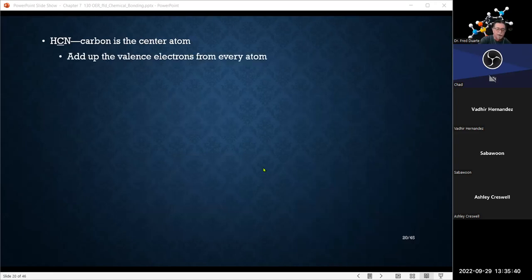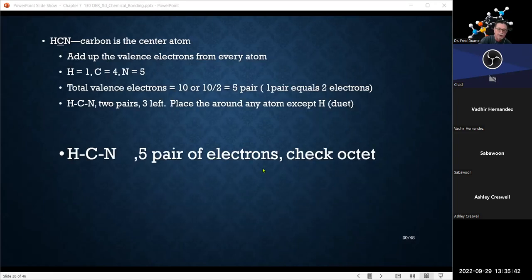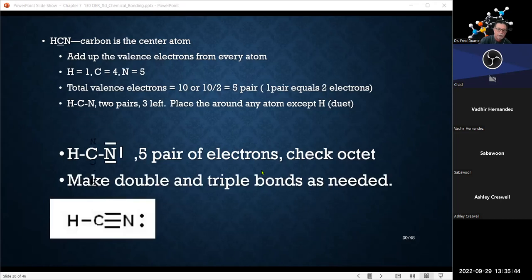This is a rehash of what I did with the first one, HCN, and coming up with the same structure. So the key here is when you come up short with respect to fulfilling the octet, you do not magically just add electrons or remove them. You've got to work with what you calculate. And if you end up with not enough, then go back and check your math.